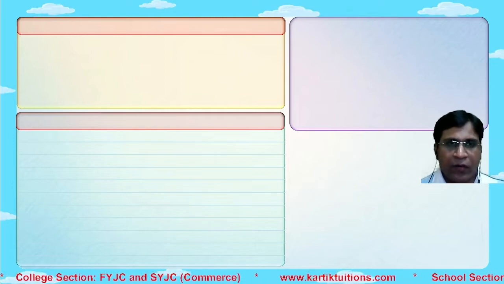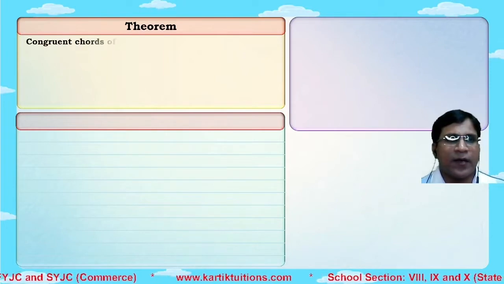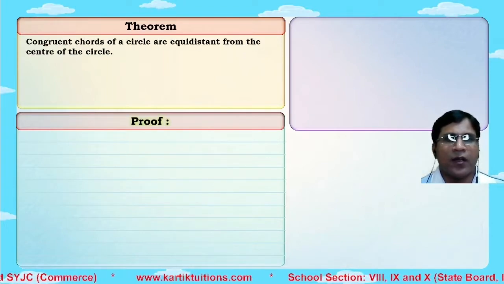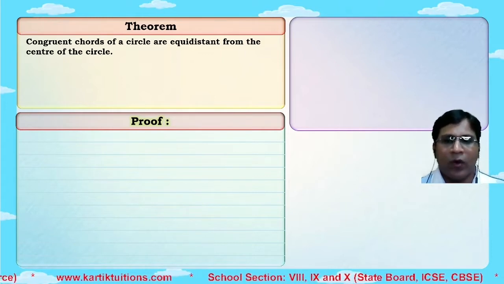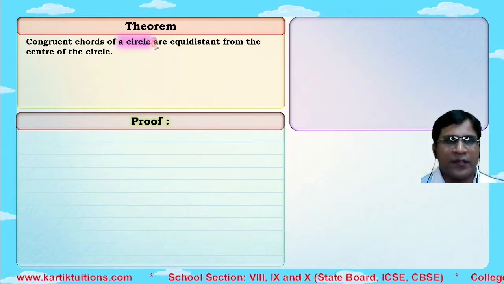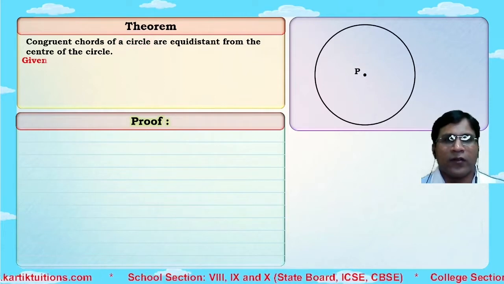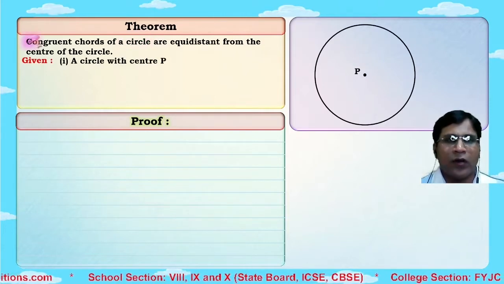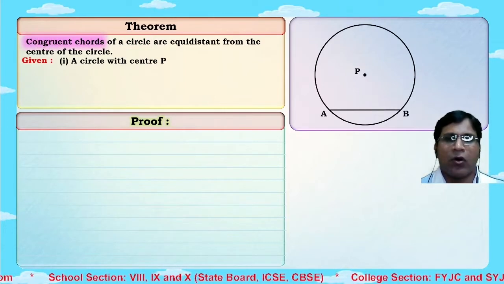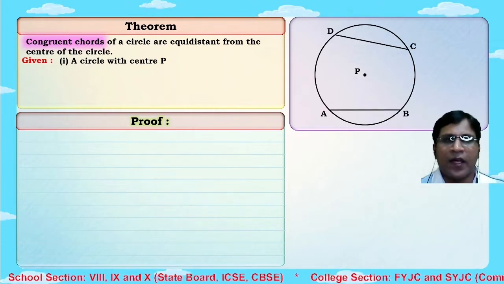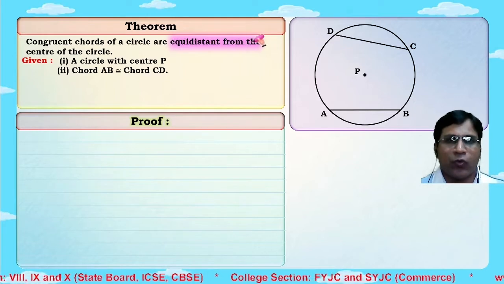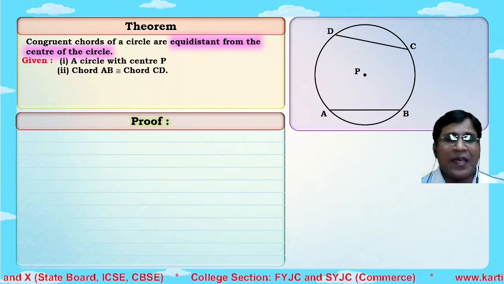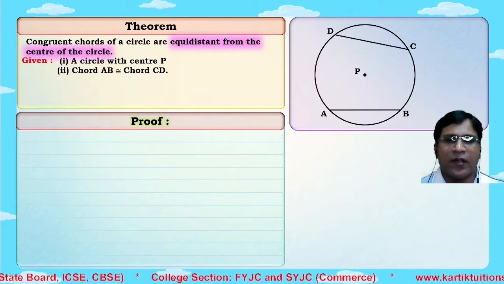In this video, we are going to talk about a theorem. Let's have a look at the statement. Congruent chords of a circle are equidistant from the center of the circle. Now what is given? The circle has congruent chords. That means there are two chords which are congruent, for example chord AB and chord CD, and they both are congruent. And what you're supposed to prove? You're supposed to prove they are equidistant from the center of the circle.